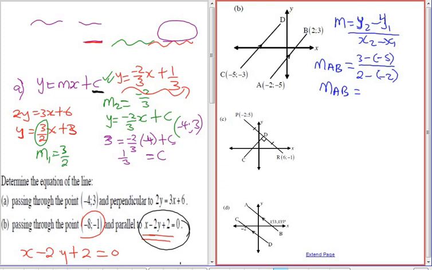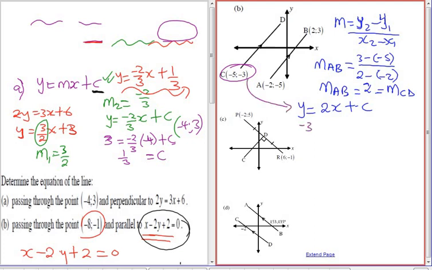So I'm going to get 2, and from what we know, this will be equal to the gradient of CD as well. So if I want the equation of CD, I'll just have to say 2x plus c and substitute a coordinate. Let's go ahead and substitute any coordinate I like. Oh, don't forget, we are not trying to get the equation of AB, we are trying to get the equation of CD. So we have to substitute a coordinate that is on CD. So let's go ahead and substitute that in there.